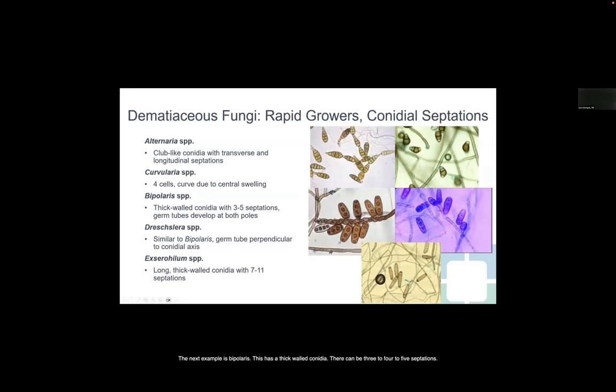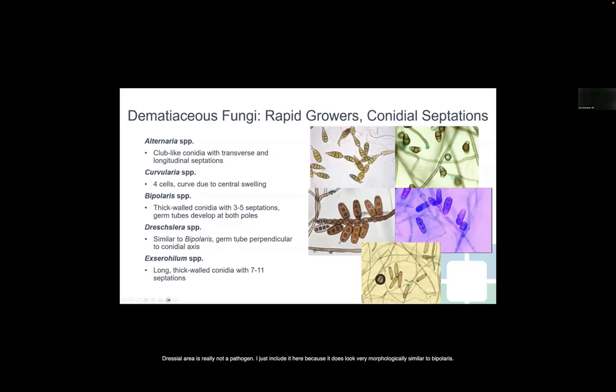The next example is Bipolaris. This has thick-walled conidia. There can be 3 to 4 to 5 septations, and then germ tubes develop parallel out of both ends of the conidia. The conidia is bent. It's described as being geniculate, and that's shown here in the center.